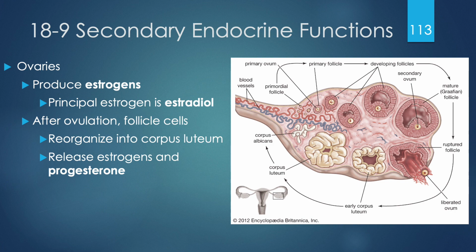In addition to producing ova, the ovaries have a role in secondary endocrine function as well, and that is to produce estrogen, and specifically estradiol. So after ovulation, what happens is the follicle cells, which surround the developing ovum, will reorganize themselves into what you see at the bottom of the image here labeled as an early corpus luteum. And so once that's reorganized, you'll see how it gets bigger to the left, and that's because it is full of hormones. So it's releasing estrogens and progesterone.